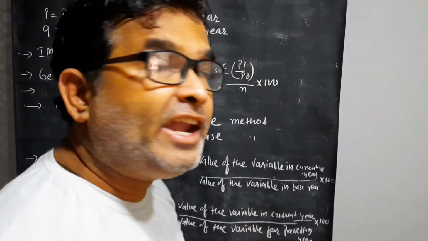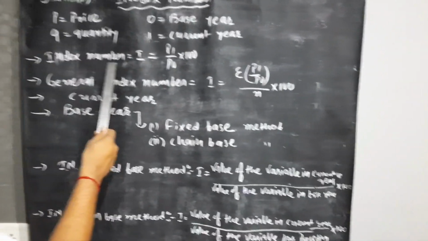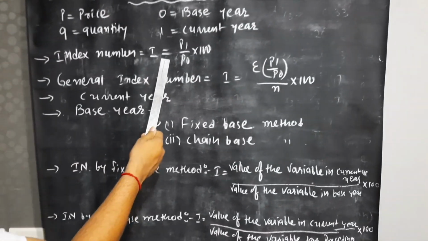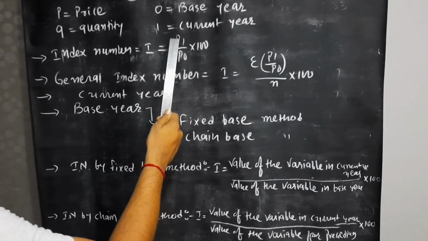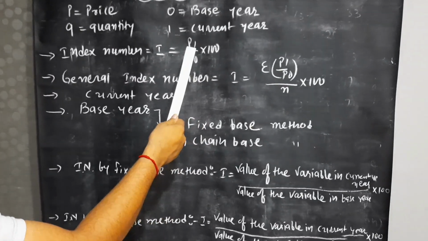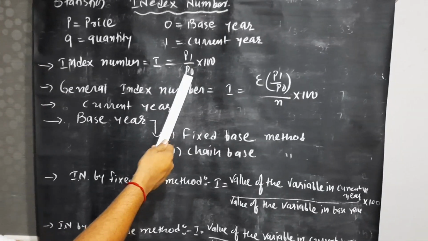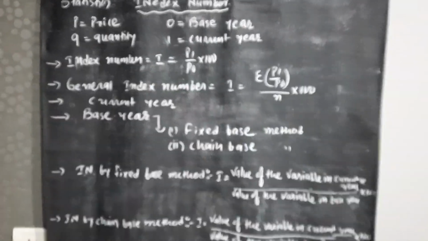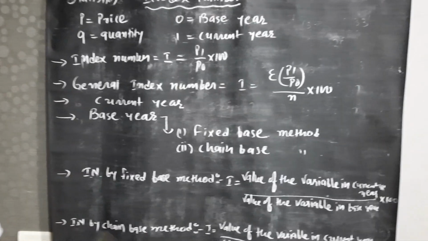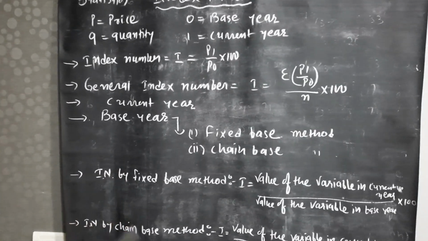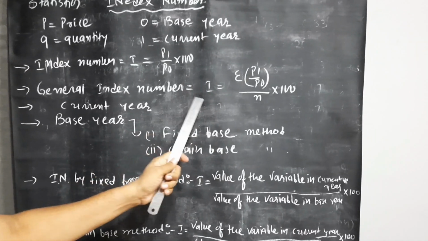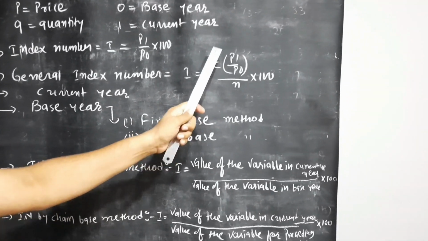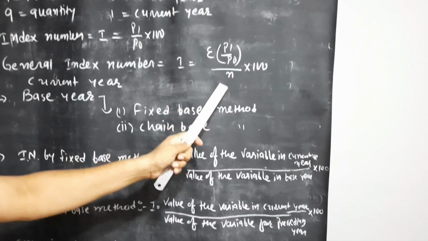The formula for the index number is: index number I is equal to P1 upon P0 into 100. That is, the price or value or variable of the current year upon the variable of the base year into 100. When you have values only for 2 years, then you have to find the general index number, and the formula for the general index number is I is equal to sigma of P1 upon P0, upon n, into 100.